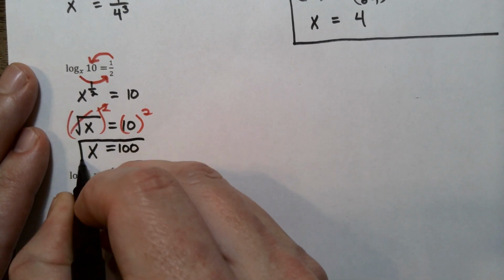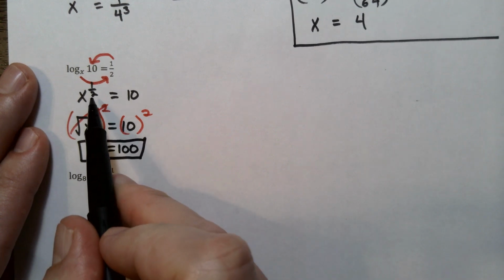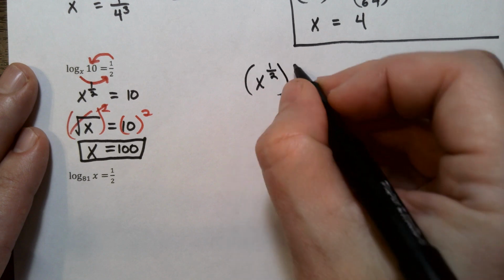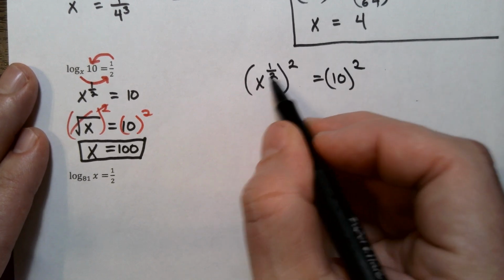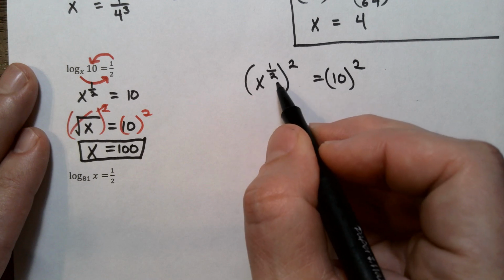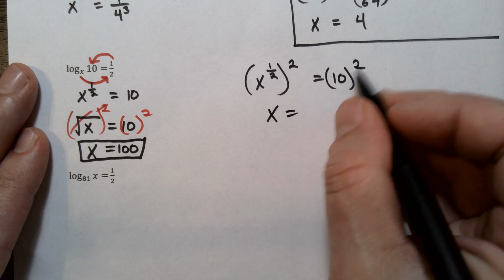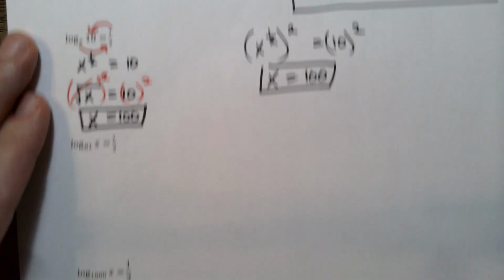You don't necessarily have to change this to a square root. I just wanted you to see it that way. If I raise x to the 1/2 to the 2 power, and also raise the 10 to the 2 power, remember, you multiply exponents. So 1/2 times 2 is 1, so you still get x equals, and 10 squared is 100. Okay, let's look at the next one.